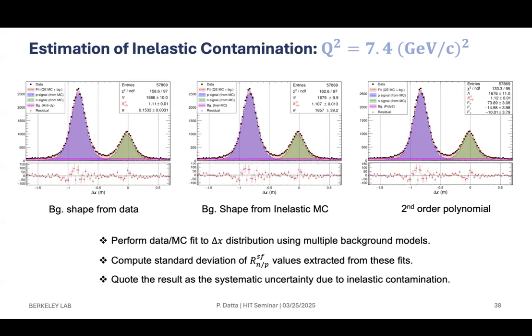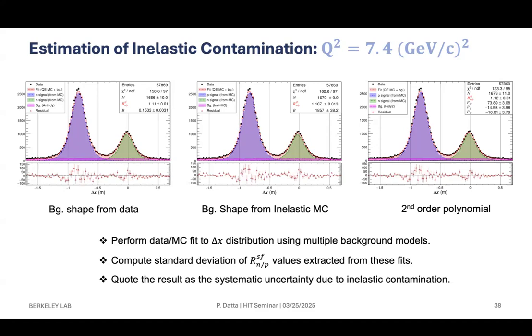What we do is for each type of background, we have like 6-7 different models to do it. And then for each case, we do the fit and extract the corresponding RMPSF value, the fit parameter, and then we take a standard deviation of all these values, and then we quote that as the associated systematic uncertainty. So this is just a measure of our ignorance about the true shape of the background for these distributions.